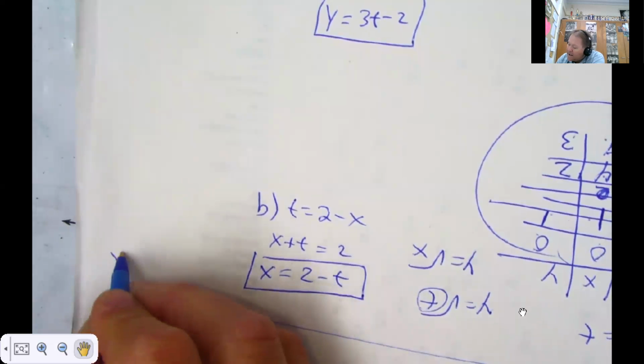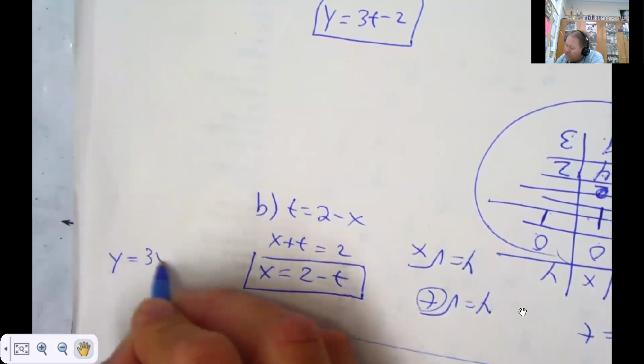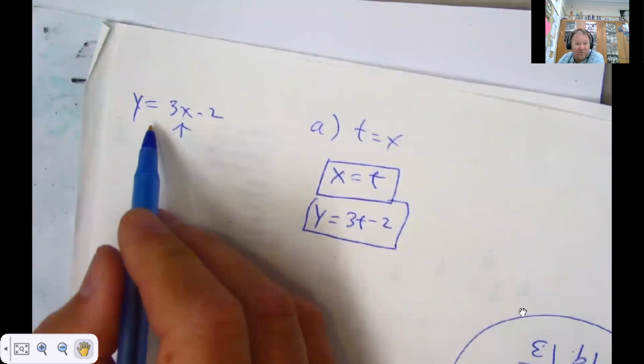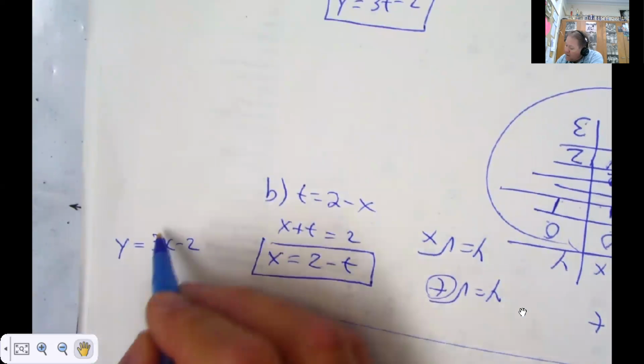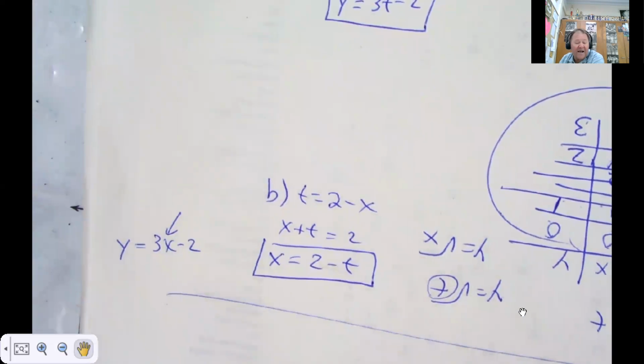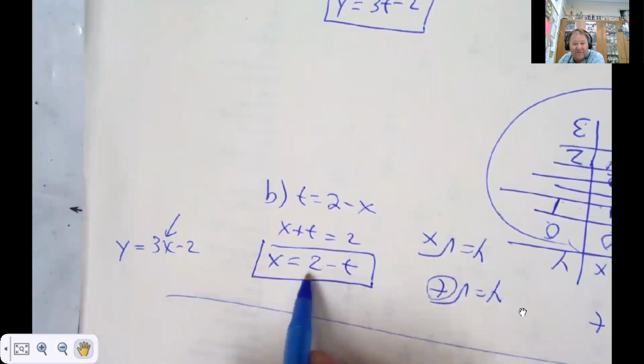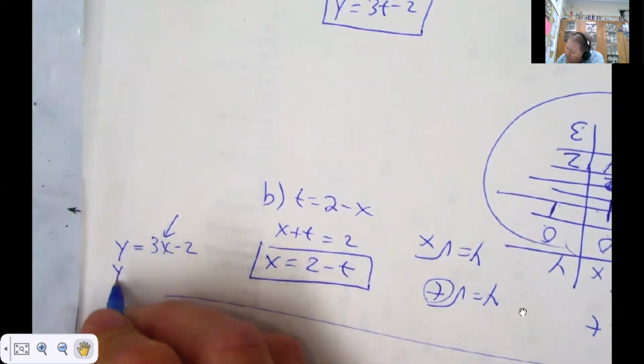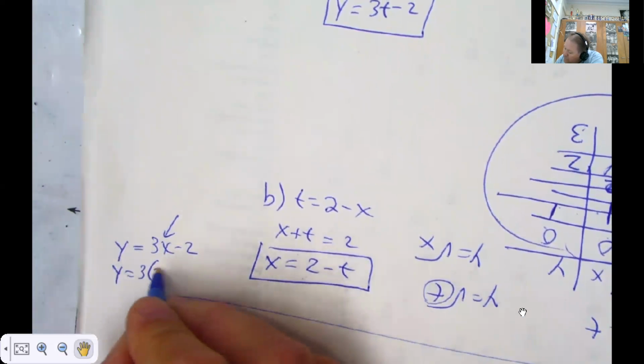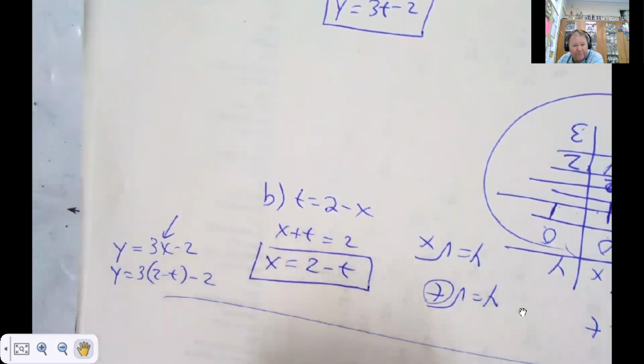It's going to be y equals 3x minus 2, right? All I do is rewrite it right here. And now we're going to substitute for x what x equals in terms of t. And what x equals in terms of t is x equals 2 minus t. So it's going to be y equals 3 times 2 minus t minus 2.